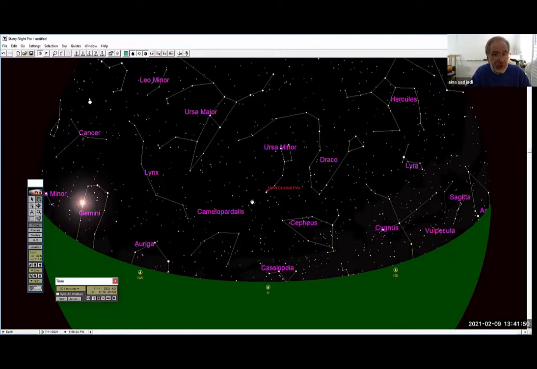What is our latitude in San Diego? 32.5 degrees. Now, let me measure this angle. Is it really 32.5 degrees? You can read it, it says 32.5 degrees, that's what it is. So this north celestial pole is where the axis of the earth is pointing to in the sky. We can see it everywhere on the earth, including San Diego. For us in San Diego, it's 32.5 degrees above the horizon.